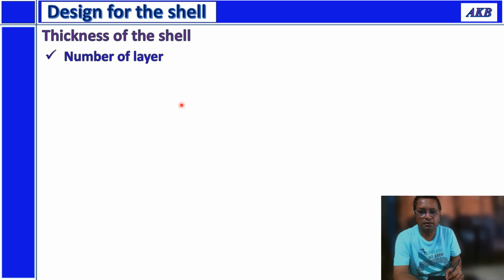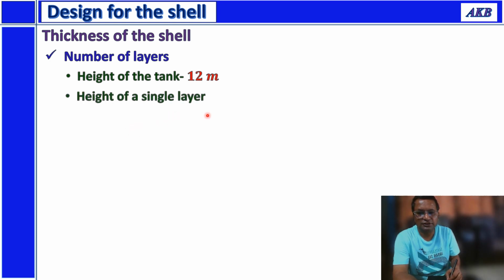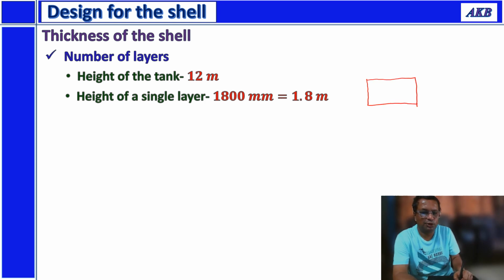Now we are going to find the number of layers. How many layers are required to form a shell with a height of 12 meter? Now let us do that calculation. So number of layers. Height of the tank is 12 meter. Height of a single layer is 1800 mm. So you can easily understand this. If you look at a single plate, the plate can be shown like this. This distance is 6300 mm, and this distance is 1800 mm.